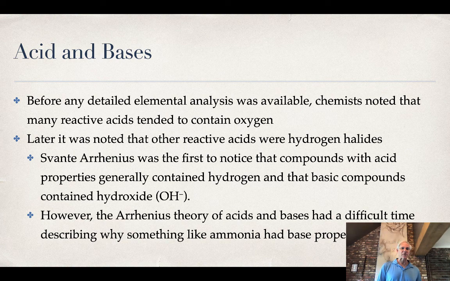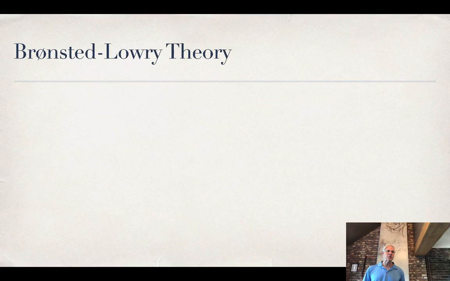The problem is that the Arrhenius theory of acids and bases, that said things with H pluses made acids and things with OH minuses made bases, had a difficult time describing why compounds such as ammonia or any of the amino acids had acid or base properties. They didn't behave according to the Arrhenius acid-base theory. But the Arrhenius acid-base theory was a very good start.